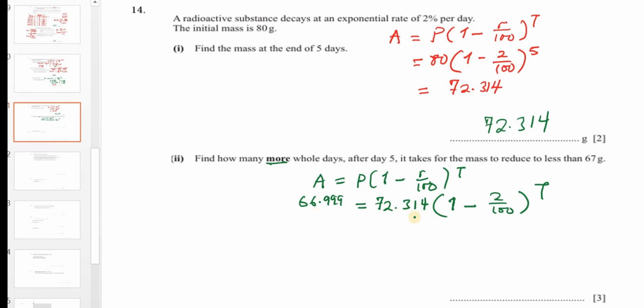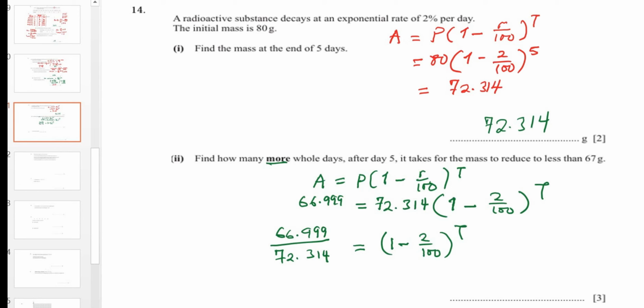Then I have to divide both sides by 72.314. So 66.999 divided by 72.314 is equal to, since I divide both sides, this one cancels this one, and we are left with 1 minus 2 over 100, all in brackets, raised to the power of t.